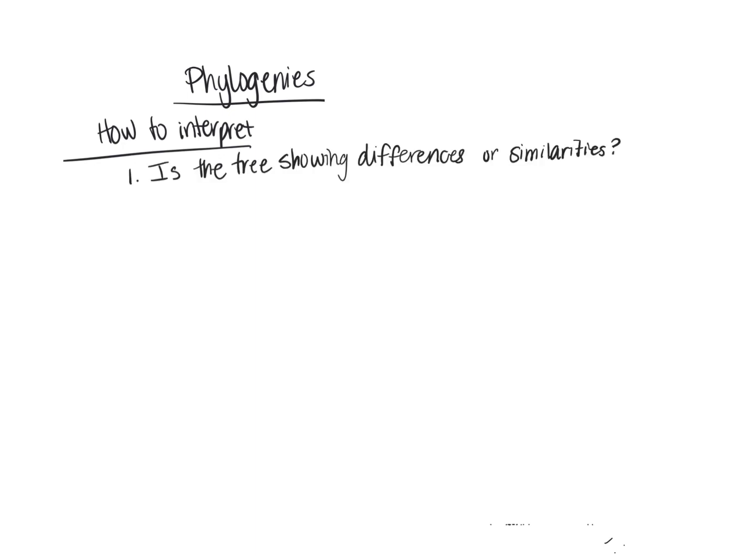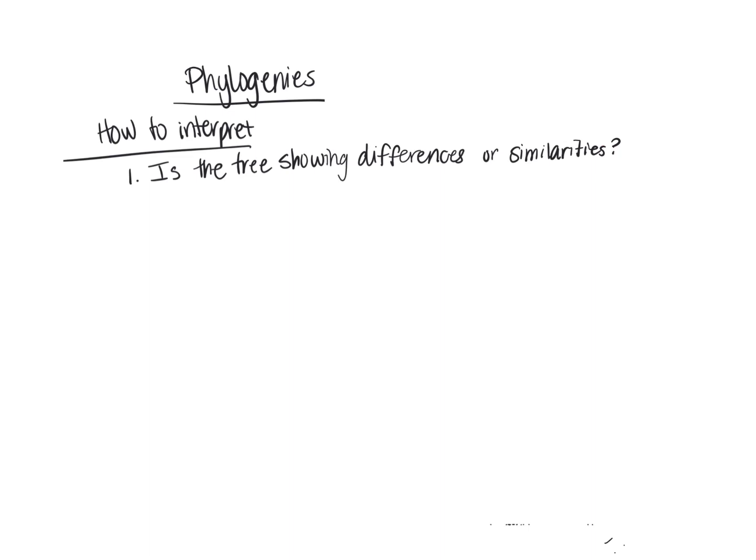So to understand phylogenetic trees, you need to know that it's a representation of evolutionary relationships between organisms or groups of organisms. And one of the first things you need to do is identify if the phylogeny or the cladogram is showing you how the organisms are different versus how they are similar. An example of this would be a phylogenetic tree that's showing you the number of differences in cytochrome C, or they're showing you the similarities between organisms in another particular gene.